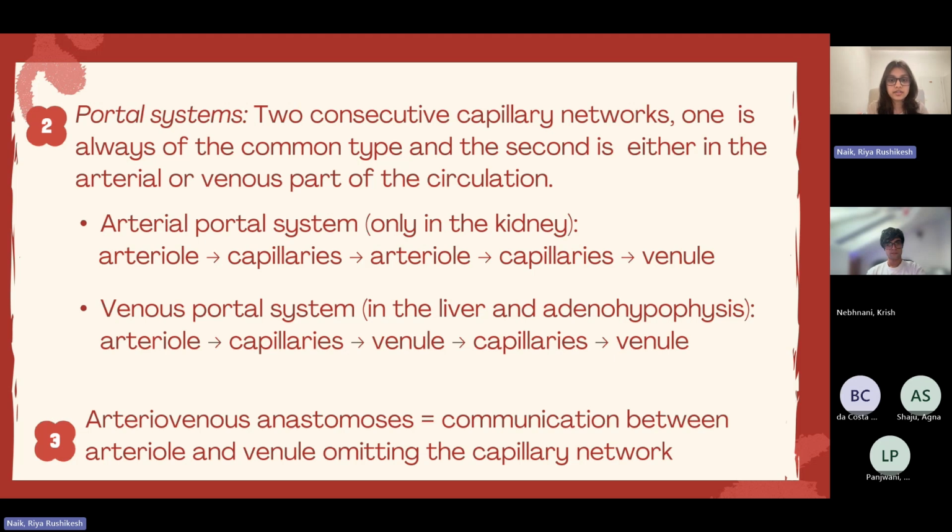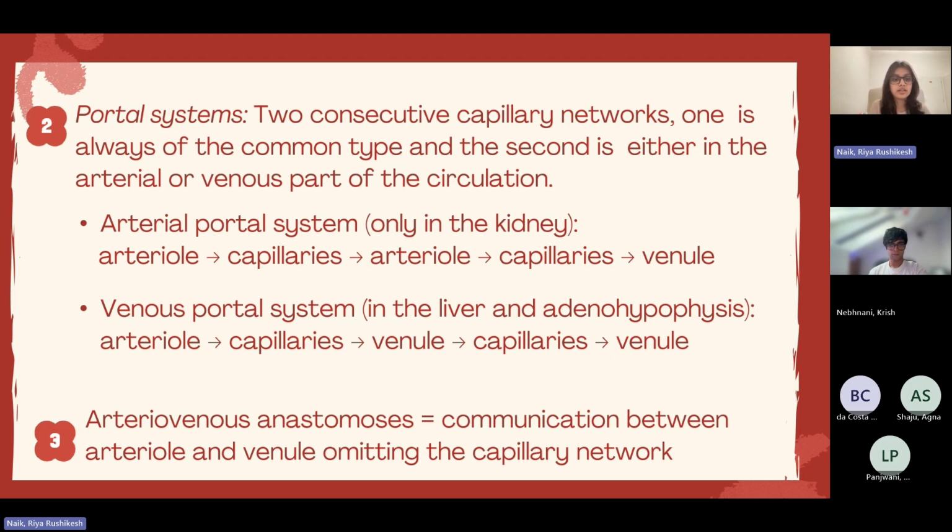Now, arteriole, capillaries, and venule, like I explained before in the common type, follows the actual way the blood is supposed to flow. So this is going to be the common type chain. Now, the venous portal system works only in the liver and the adenohypophysis, and is essentially the same thing. Arteriole, capillaries, venule follows the normal order, so it is the common type of network. Whereas over here, venule, capillaries, venule, goes into a venule again after this capillary. So this is going to be the venous portal system.